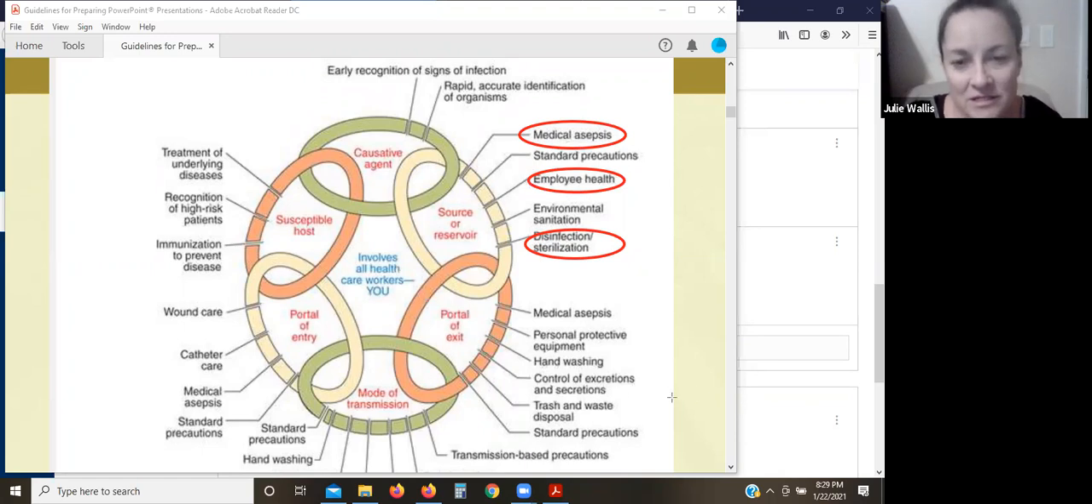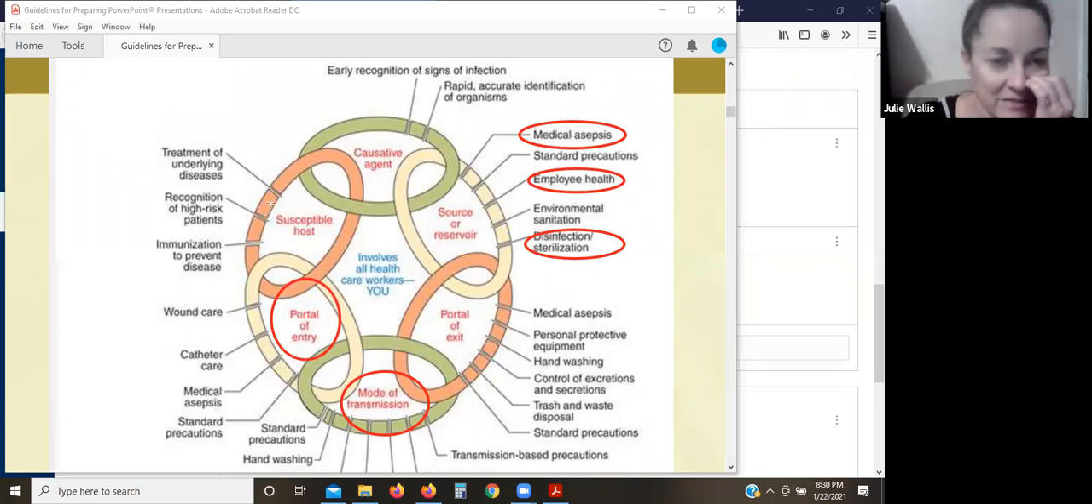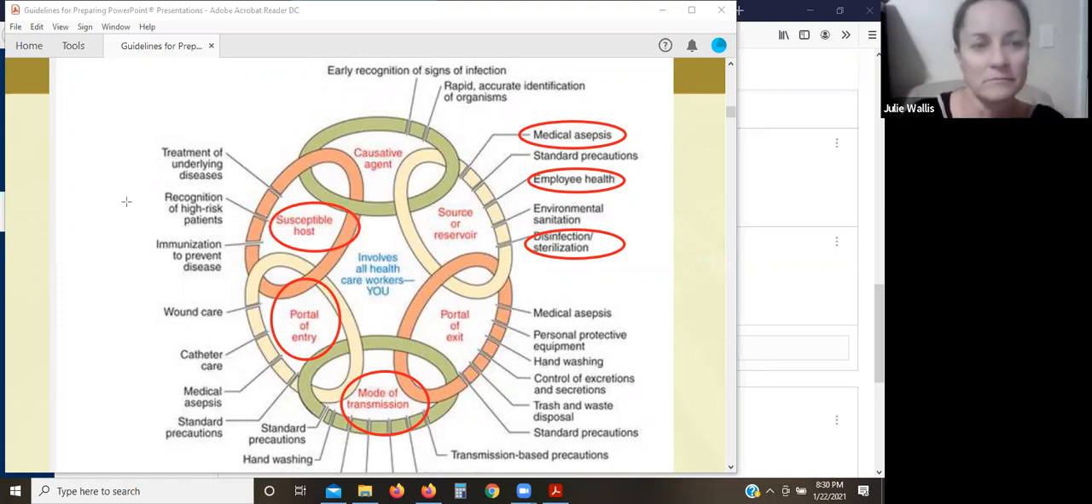Portal of exit is just where the organism is coming from when it is leaving the host. Mode of transmission: how is it being transmitted? Are we keeping whatever part of how it's transmitted clean so that we can prevent the transmission? Portal of entry is knowing where the pathogen is entering the individual. This can be different depending on the patient's treatment. And then susceptible host, like we're doing with COVID, recognizing high-risk patients, whether they're immunized, things like that.